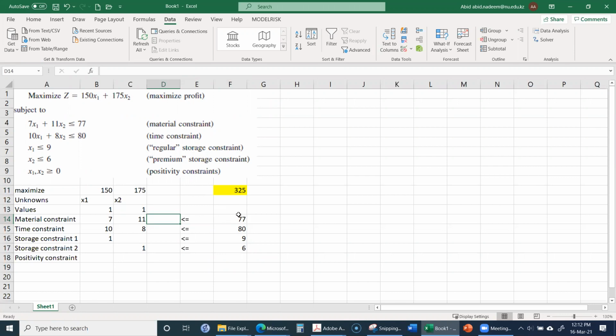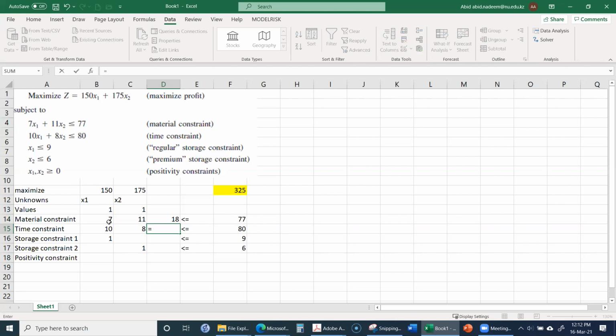Without the formula, it will not work. So then I think I need to put the formula. So the formula is this one, 7x1 plus 11x2, okay? So this is x1 and then x2, 7 times x1 plus 11 times x2, this value.